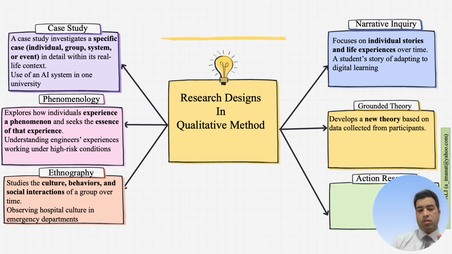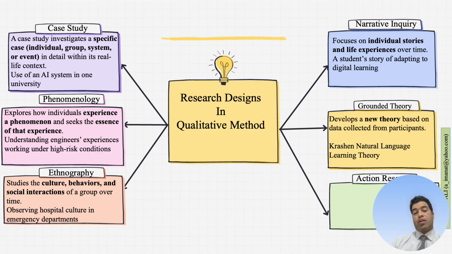Then grounded theory develops a new theory based on data collected from the participants. New theory, for instance, natural language learning theory is already there. So a researcher collects data and develops new theories. Students learn naturally, but when they are linked with technology, how much of their natural influence remains? So that is something new.